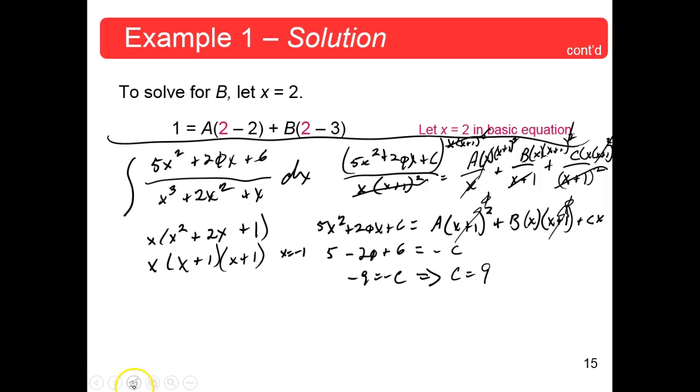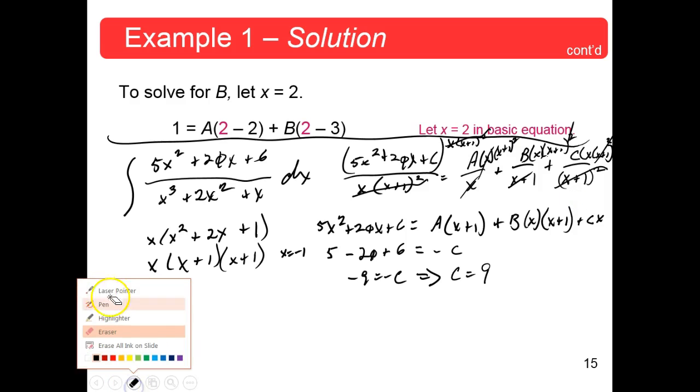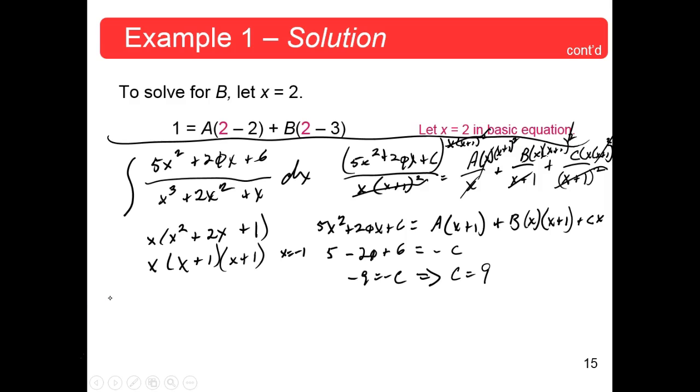Okay, and what I'm going to do here doesn't seem like it's fair because I can do it easily. You can't. I'm going to erase what I just did. So I go back to this. And what would be another convenient choice for x? Yes, let x equal 0.